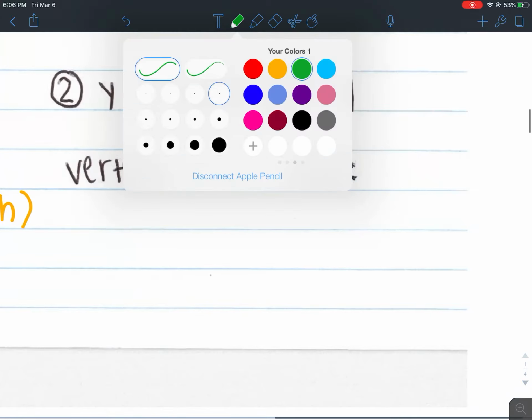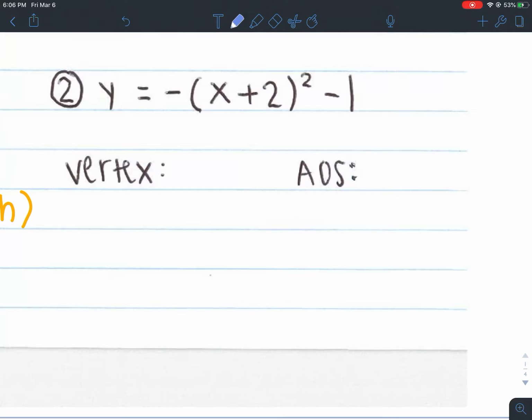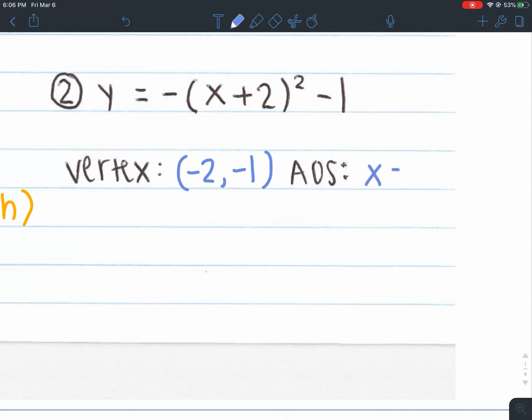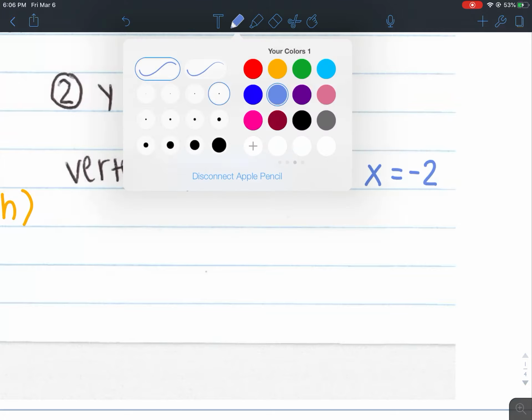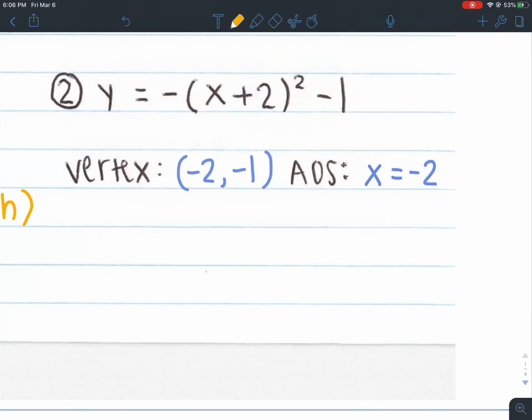Okay, moving on to number 2. The first thing I'm going to identify is the vertex. Remember that is HK. So our vertex here is -2, -1. Our axis of symmetry is x equals -2. Now this is not new to us, so I don't want to spend a ton of time talking about that. The first thing I notice on this one is, as I go left to right, that there's a negative sign here.